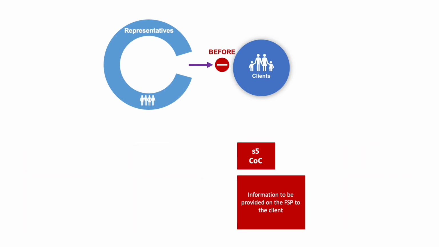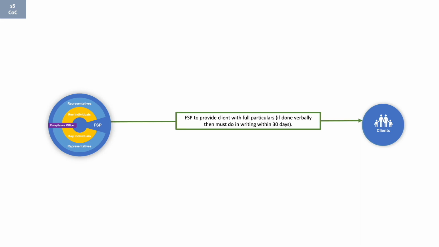Next, we will take a look at or focus on Section 5 of the Code of Conduct. Section 5 of the Code of Conduct covers what the FSP must provide and disclose to the client about itself when rendering a financial service. Each of the paragraphs of Section 5 cover the information an FSP must provide and disclose to the client when rendering a financial service. The FSP is to provide the client with full particulars of the information we are going to discuss. If this information is provided verbally, then the FSP must provide it in writing within 30 days.